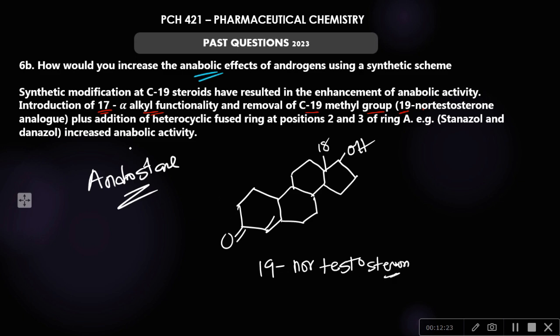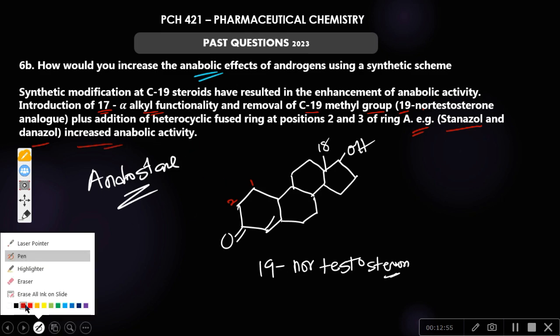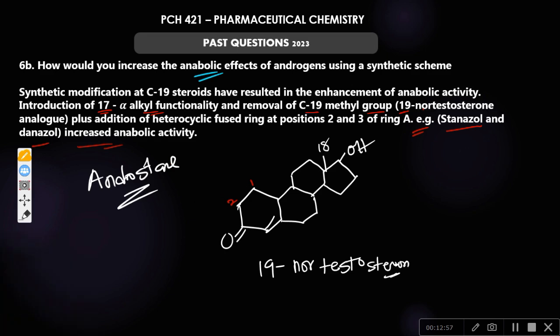Or you can add a heterocyclic fused ring at position number 1 and 2. Where is 1 and 2? It is somewhere here. So if you add a heterocyclic fused ring like a thiazole ring, it forms compounds like stanazole and danazole, and it also increases the anabolic activity. So I may add a heterocyclic ring at this position.